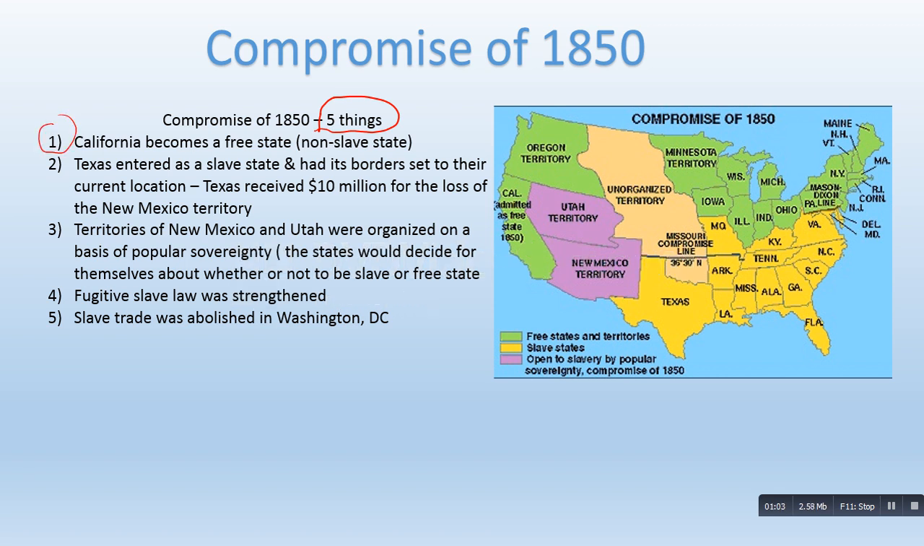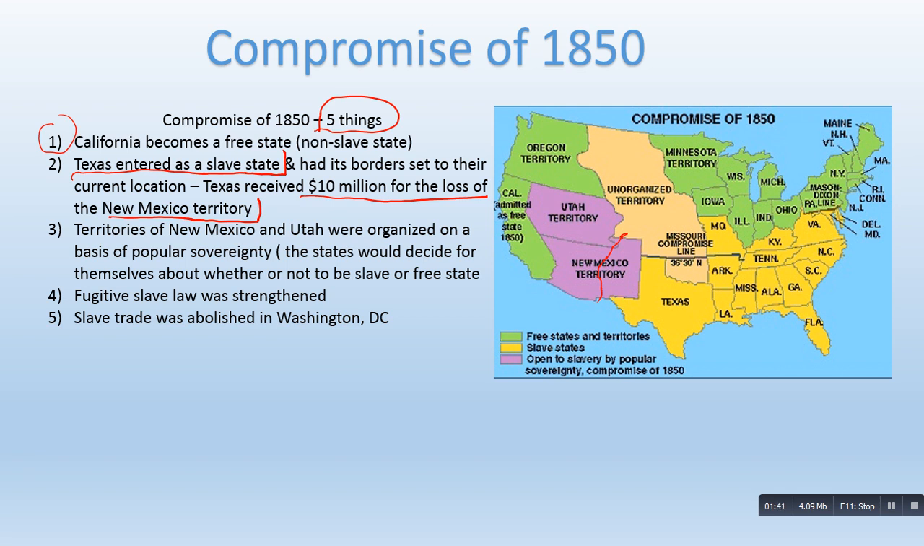The second thing is that Texas enters as a slave state. And remember all the effort that was made in terms of making sure that none of the land acquired from Mexico was going to be slave state, but it turned out that Texas was. Texas also had its border set to its current location and received $10 million for the loss of what at the time was called New Mexico Territory. Part of this area right here was also part of Texas, and Texas got that $10 million in compensation for losing that property.